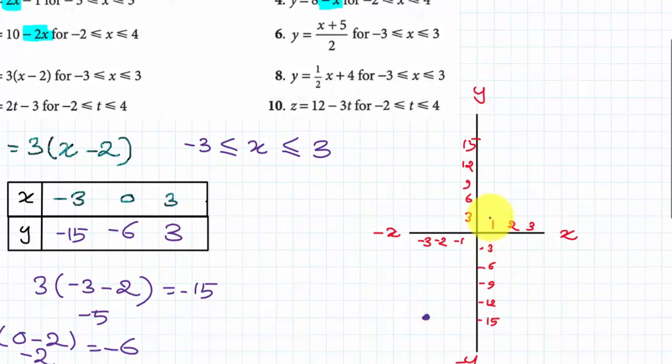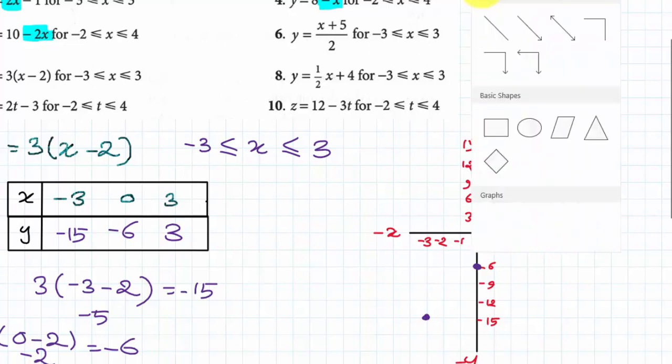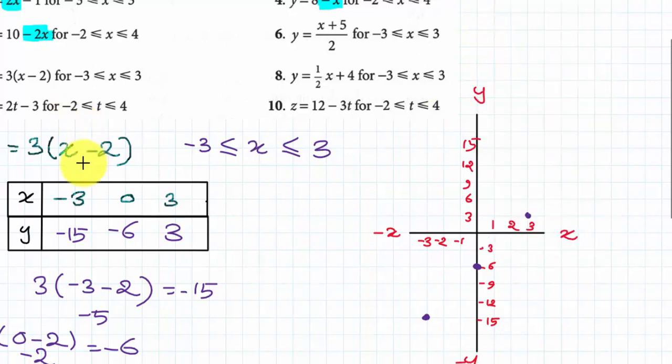The second point is 0, which is the center, and negative 6. This is the second point. And then we have 3, 3. 3 on the x-axis is here, 3 on the y-axis is here. All the 3 points form a straight line. It means the calculations are correct. The x is positive. The line is increasing. Look, they are all related. This is the graph between negative 3 all the way to 3 of this equation.